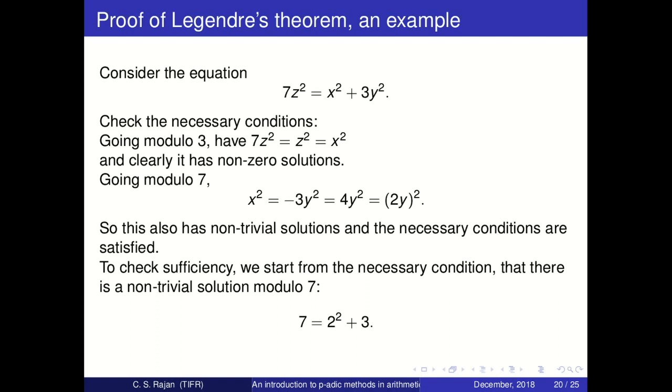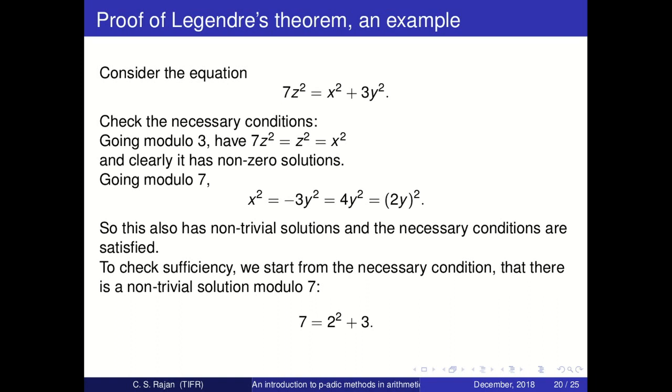Going mod 7, you get x squared minus 3y squared equal to 4y squared, equal to x squared. So this also has x squared equal to 2y squared. So this also has non-trivial solutions and all the necessary conditions are satisfied. Now the sufficient condition: you take this non-trivial solution modulo 7, where 7 equals 2 squared plus 3. Right? 7 equals 2 squared plus 3. And I'm going to do something there.